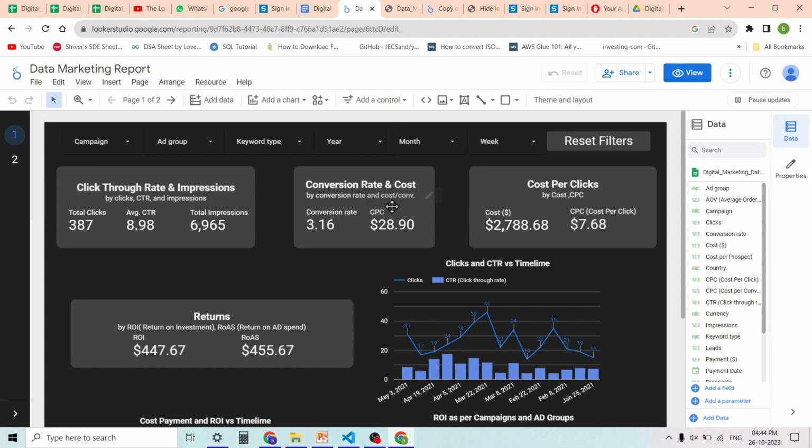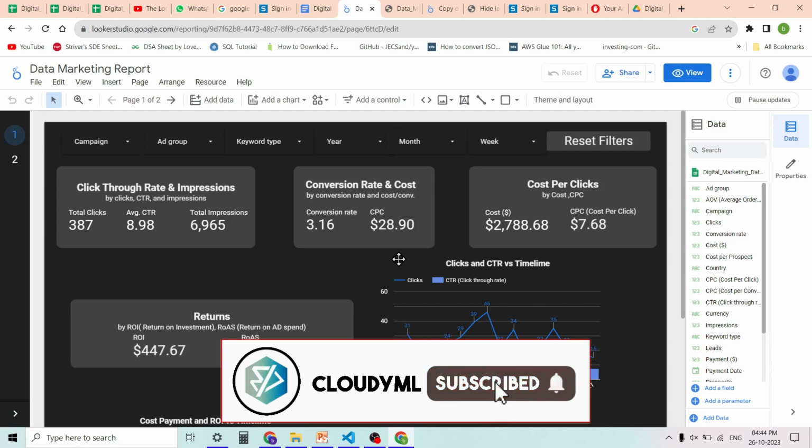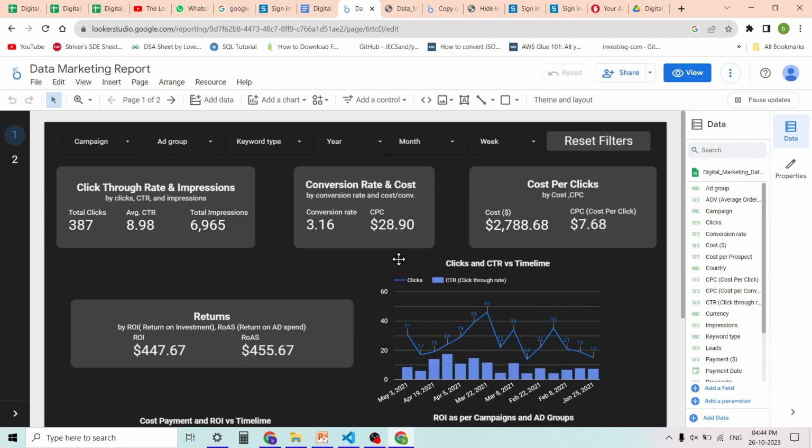Then we have the conversion rate and cost, that is the average conversion rate is 3.16 and the cost per conversion of every user to customer is $28.90. Then we can see that the cost per click on our ad is around 7.68 and the total cost that we have borne is around $2,788.